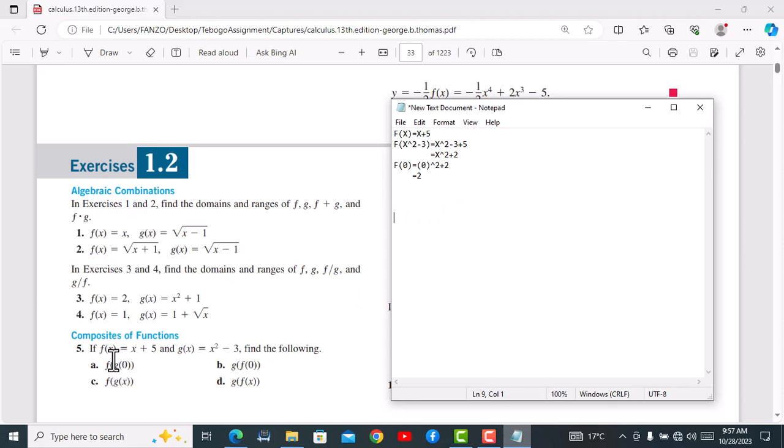Let's see if we find g at 0 and then define it inside of f, whether it will give the same thing. So I have g at x equals x squared minus 3. Then from here I want to find g at 0. g at 0 will be equal, where I see x I put 0, so that would be 0 squared minus 3. And what answer will that be? 0 squared is 0 minus 3, so I have minus 3. So g at 0 is minus 3.